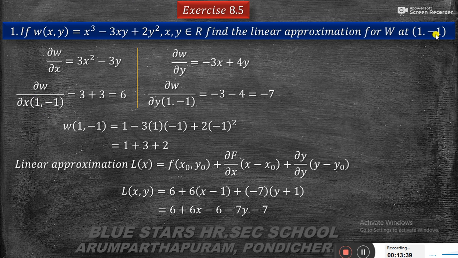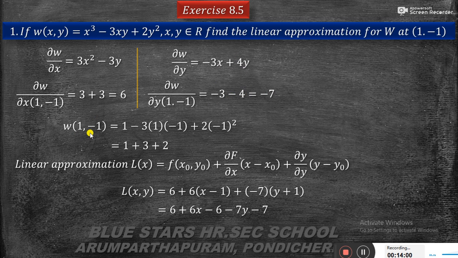Here the given point is (1, −1). So x equal to 1, y equal to −1. So 3 into 1 plus, minus 3 into minus 1, 3 plus 3 is 6. Next ∂w/∂y at the point (1, −1). So I substitute x equal to 1, y equal to −1. So −3 − 4 equal to −7.